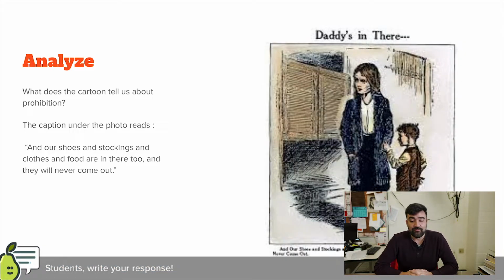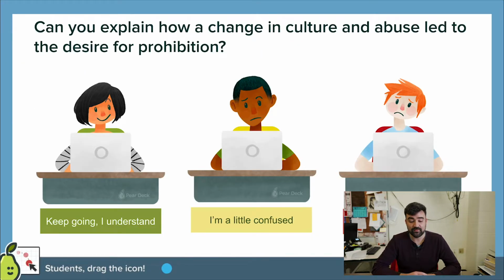Now I'm going to leave it up to you. I want you to analyze this cartoon. What does this cartoon tell us about prohibition? The caption under the picture, which is important, reads, "And our shoes and stockings and clothes and food are in there too, and they will never come out." And if you look at the very top of the picture, it says "Daddy's in there." So daddy's in there, and our shoes and stockings and clothes and food are in there too, and they will never come out. What does this cartoon tell us about prohibition?